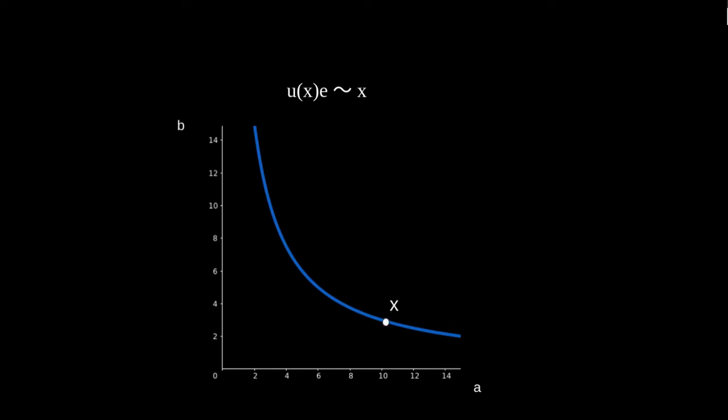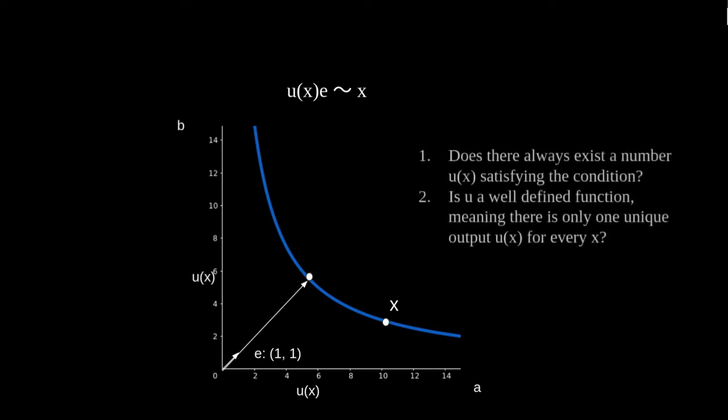There is a consumption bundle X on the blue curve, and any point on the blue curve is indifferent to the consumption bundle X in terms of preference. You define a reference vector E, which is 45 degrees from the bottom axis. Then this vector E is scaled by Ux to reach the blue curve. The consumption bundle UxE is indifferent to consumption bundle X.